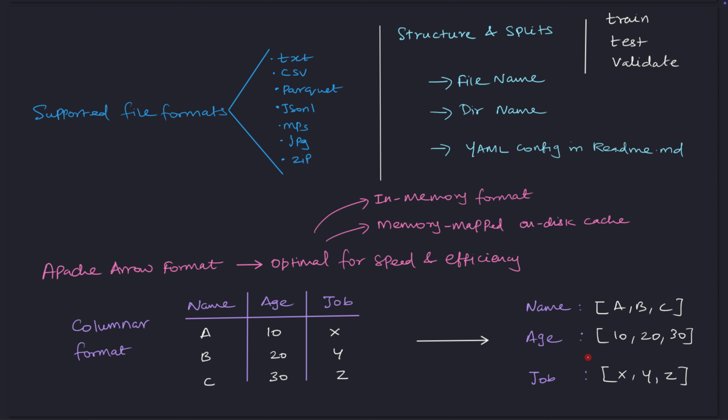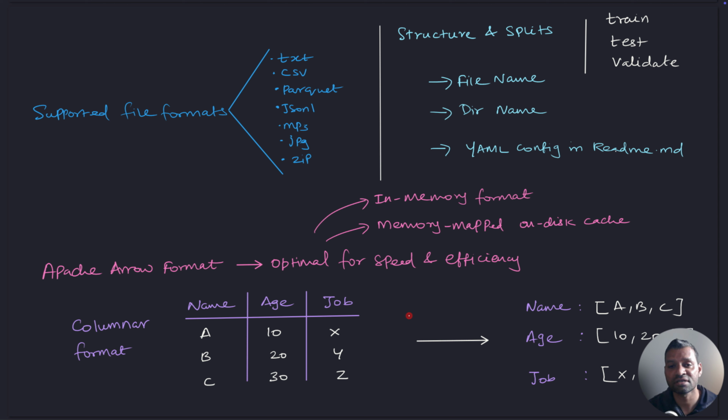And this format is also used by another storage file format called Parquet. So Parquet is also columnar format, but this is for storing the data on a disk, not for processing it in memory or loading it in memory. Okay, so that is what this Parquet format is.